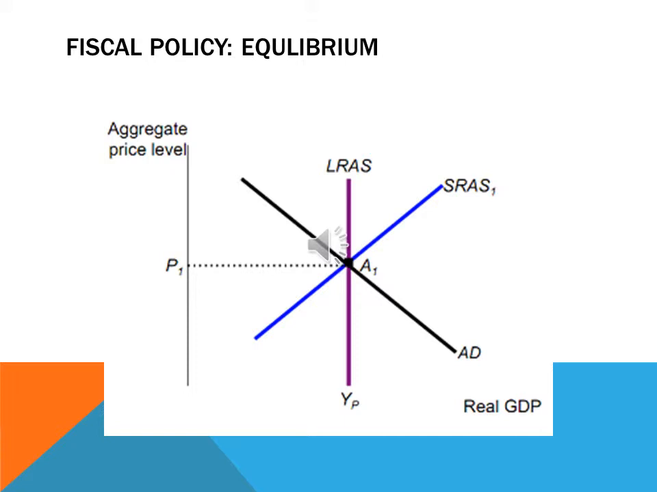Here you have the graph showing fiscal policy at equilibrium. It displays that unemployment is at 5% and CPI is at 3%.